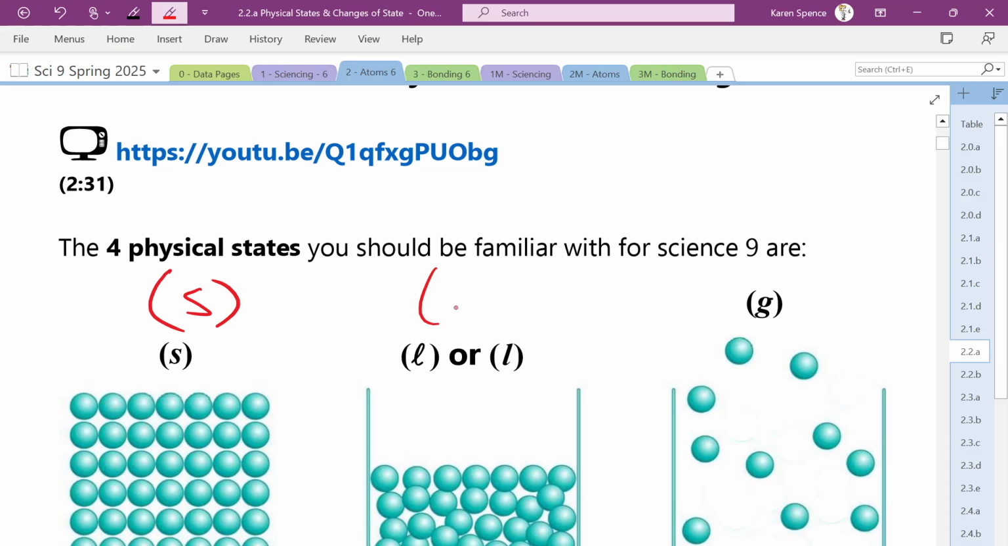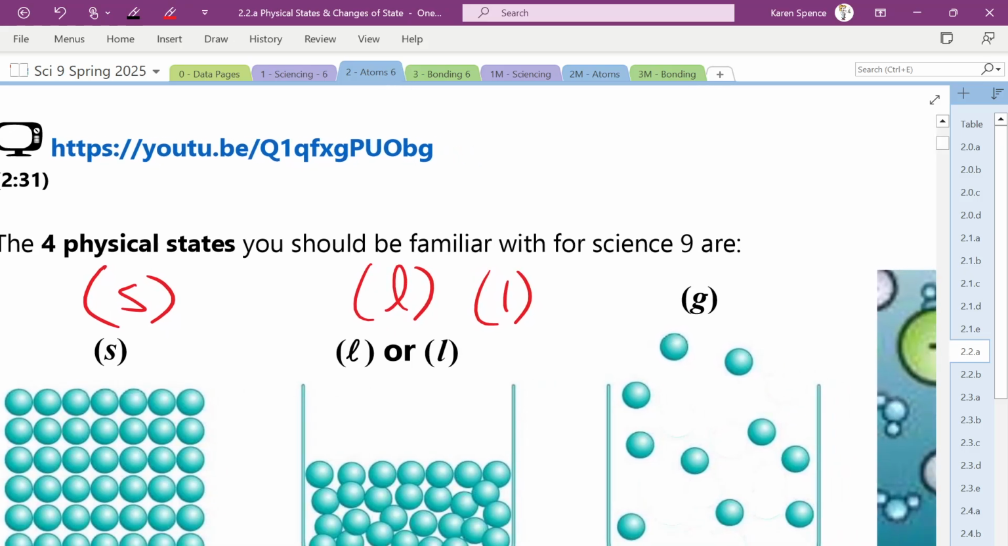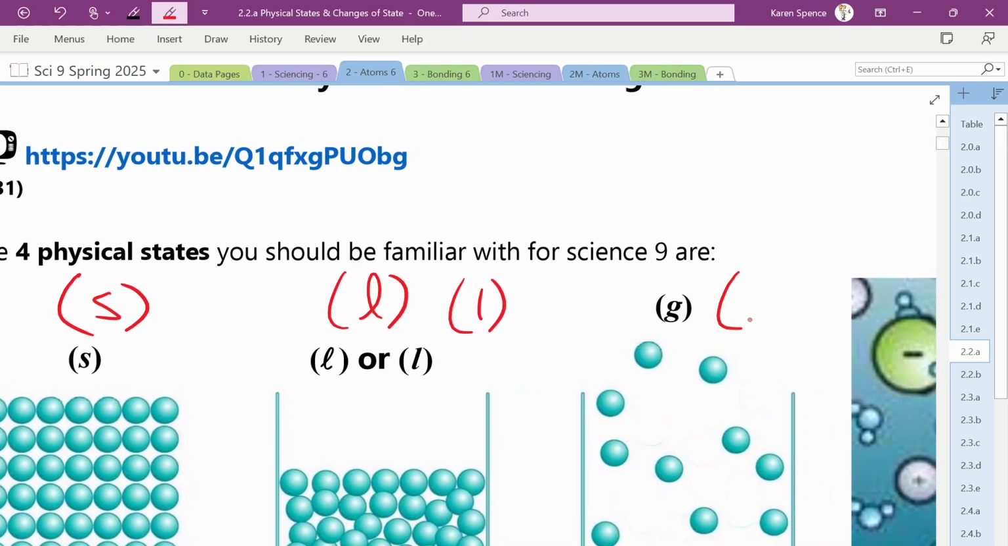Thank you. Liquid. Or, if you prefer, you can just put the line for an L. I like to do the L because it looks like an L and not a 1. 1s kind of look like L's and L's kind of look like 1s. And then finally, well, not finally, we have a gas. And that's how we show them.